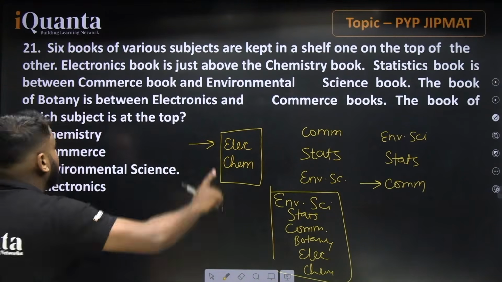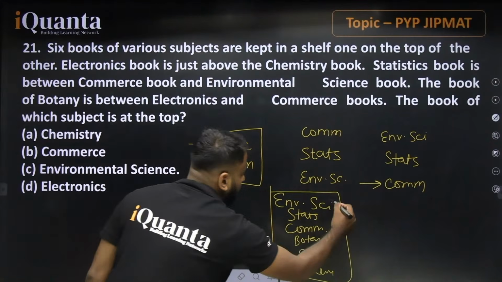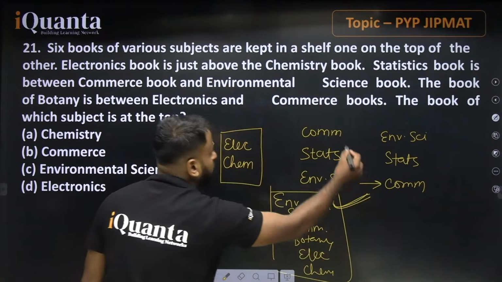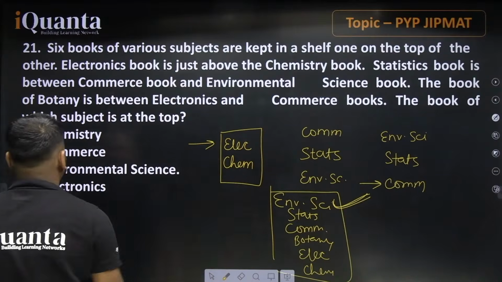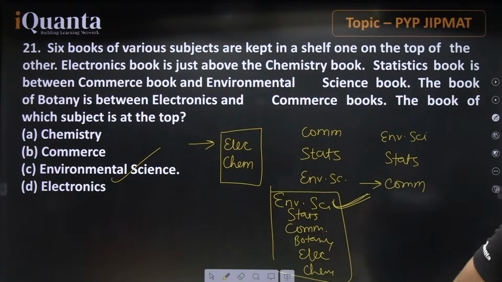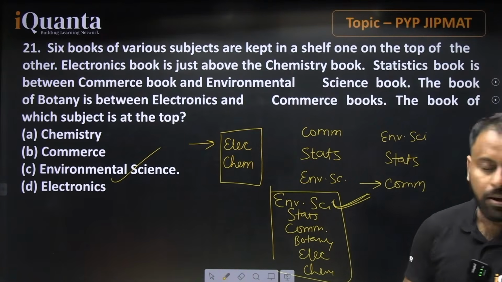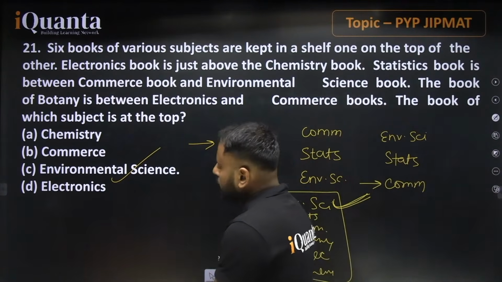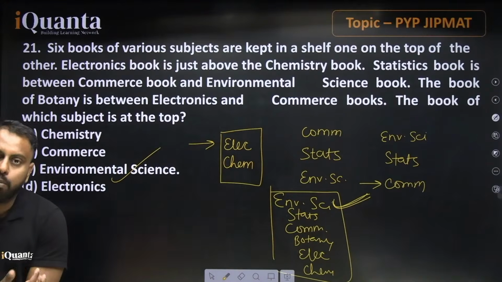The question is the book of which subject is at the top. The book of which subject is at the top, which is environmental science. That is option number C is the right answer. So I hope that this is clear to you guys based on arrangements. This is the arrangement of books over here.